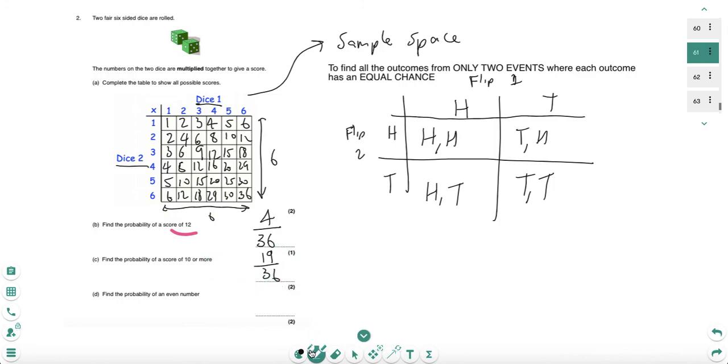Find a probability of an even number. So we're going to circle all the even numbers. So, there's a lot. All of these. All of these. How many is that? 1, 2, 3. Plus 6 is 9. 10, 11, 12. Plus 6 is 18. 13, 18. 19, 20, 21, plus 6 is 27. So there's 27 out of 36 chance of getting an even number.